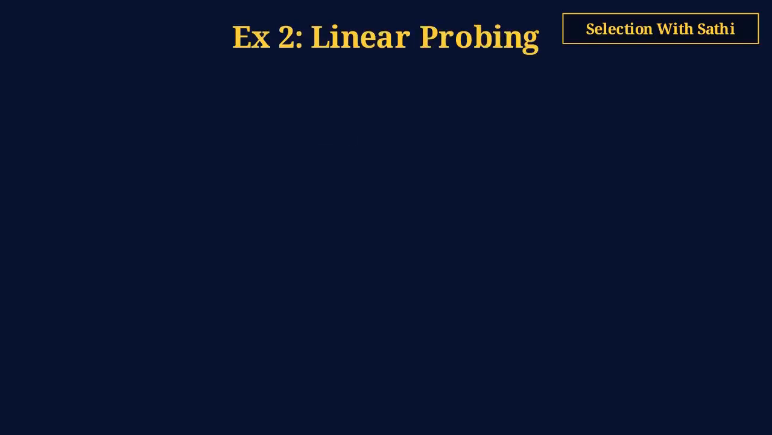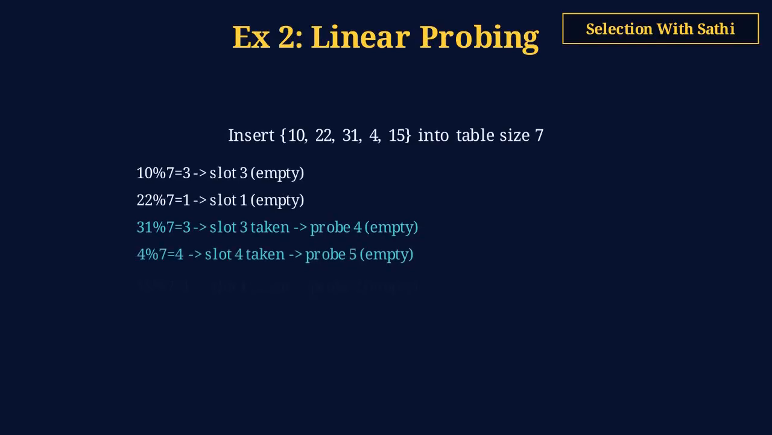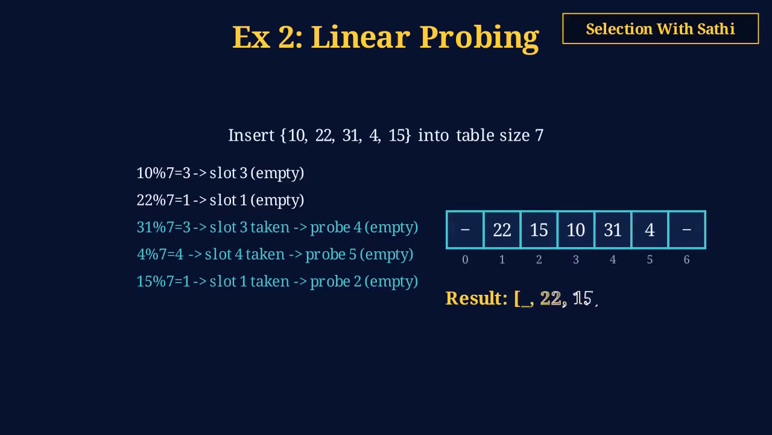Now linear probing. Insert 10, 22, 31, 4, 15 into a table of size 7. 10 mod 7 is 3. Slot 3 is empty, place it there. 22 mod 7 is 1. Slot 1 is empty, done. 31 mod 7 is 3. But slot 3 is taken by 10. Linear probing, try slot 4, it is empty, so 31 goes to slot 4.